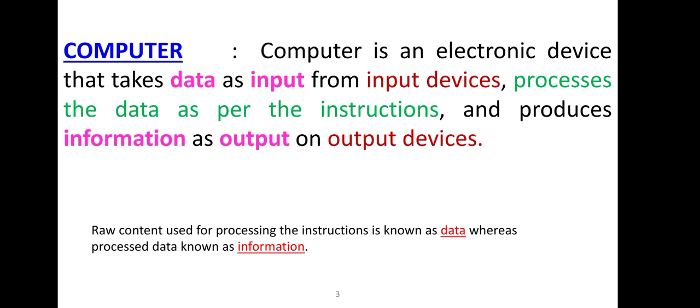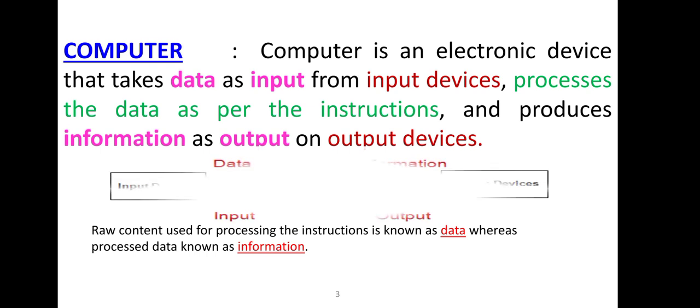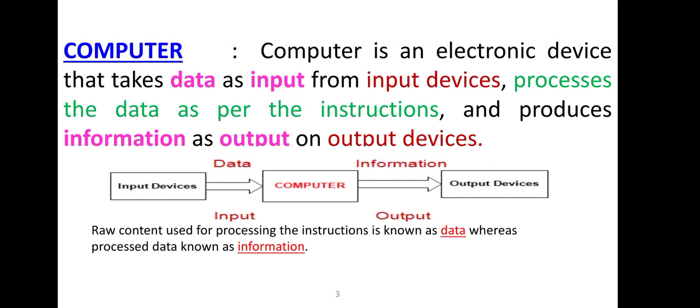So this is about the basic definition of a computer. A computer is an electronic device that takes the data as input from the input devices, processes the data as per the instructions, and produces the information as output on output devices. We can see this on a small line sketch. Input devices take the input in the form of data. Then it is fed to the computer, maybe the CPU, central processing unit. We will discuss how this process works one by one, and ultimately it is going to generate information.